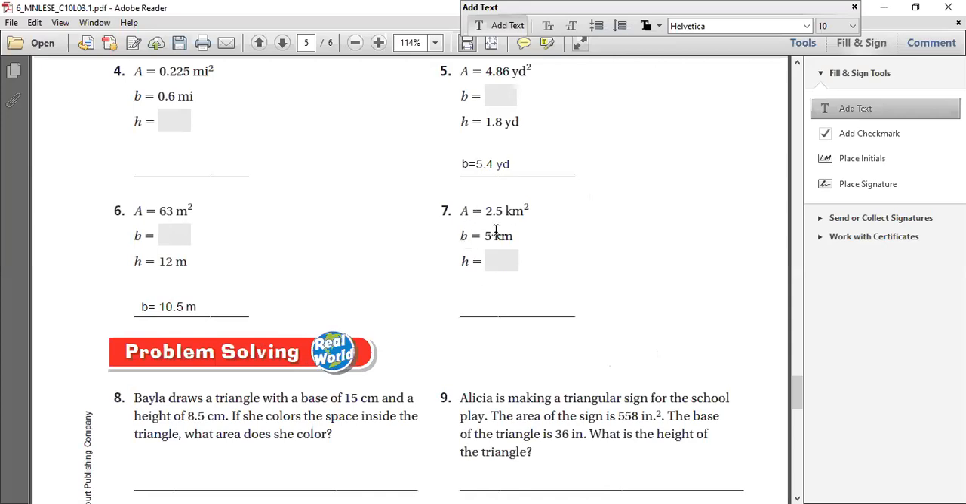Now again for this one, the answer is going to be half multiplied by 5 multiplied by h equals 2.5. So half of 5 is 2.5, right? So you will have to divide by 2.5. I'm not going to do the steps for this because it's similar. Only you will have to divide 2.5 by 2.5. Now this is simple math. 2.5 divided by 2.5 is going to be 1 kilometer. Okay, so this was your answer for question number 7.